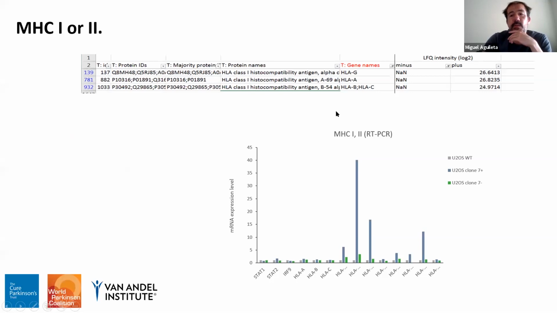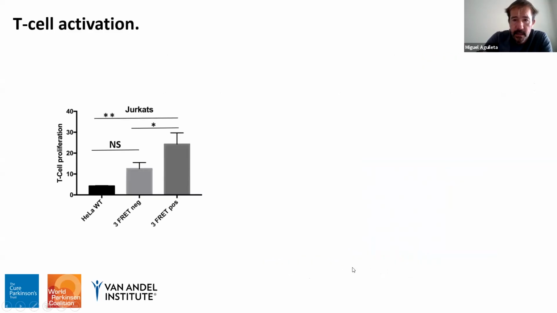Another class of proteins that we saw changing were those proteins that code for MHC1 and MHC2. Of particular interest, the genes that encode MHC2 were highly upregulated in cells with aggregates compared to no aggregates and compared to wild type. Now, if you have an MHC2 increase, what you would expect is to be able to activate CD4-positive T cells. So that's what we checked. MHC2 and CD4 recognize each other and activate T cells.